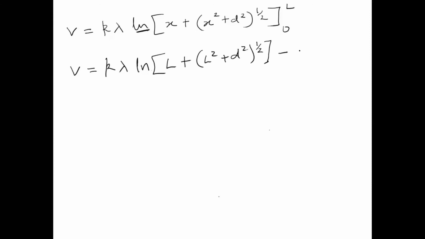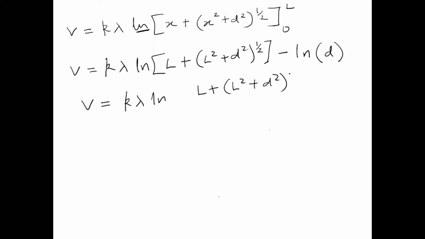When I put the lower limit there, I have ln. And then we have seen that everything else will be equal to 0. Then what I just have is the d. So I have ln of that, then minus ln of d. And then if I work it out, k lambda, and then ln, according to the laws of logarithms, you know what this means. This means L plus (L squared plus d squared) to the power half, and then over d.